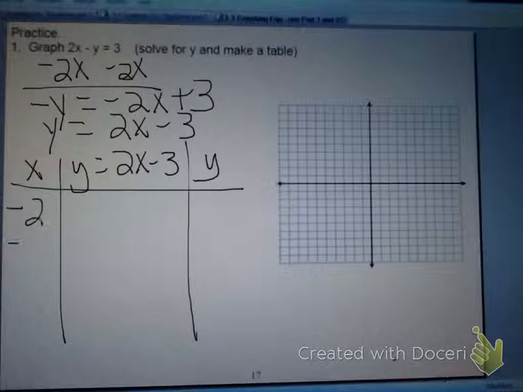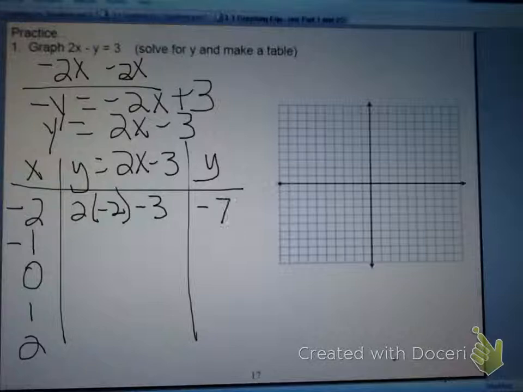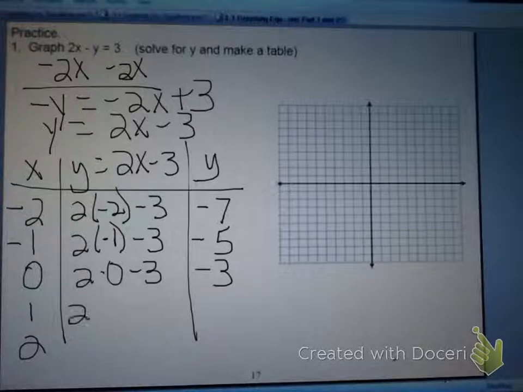Again, I'm going to give it -2, -1, 0, 1, 2. 2 times -2 is -4. Minus 3 is -7. 2 times -1 is -2. Minus 3 is -5. 2 times 0 is 0. Minus 3 is -3. 2 times 1 is 2. Minus 3 is -1. And 2 times 2 is 4. Minus 3 is 1.